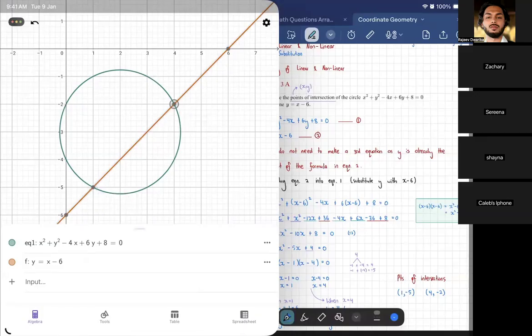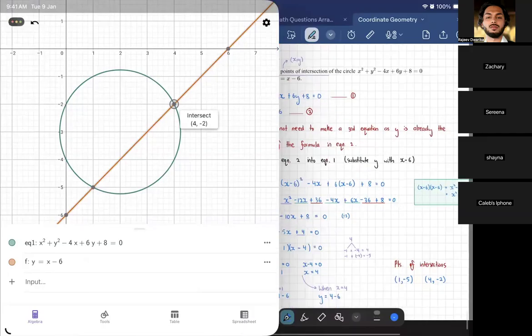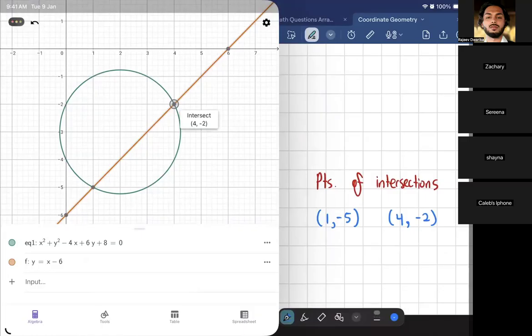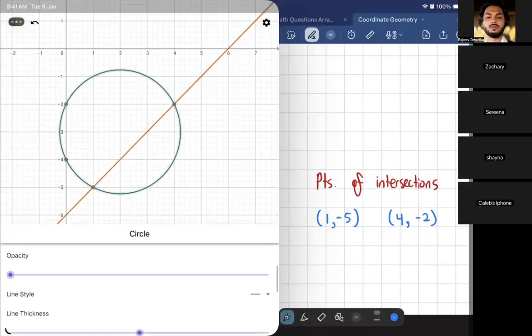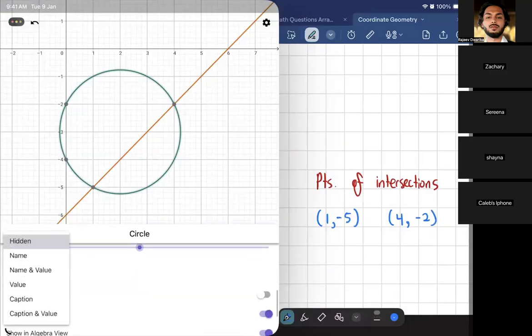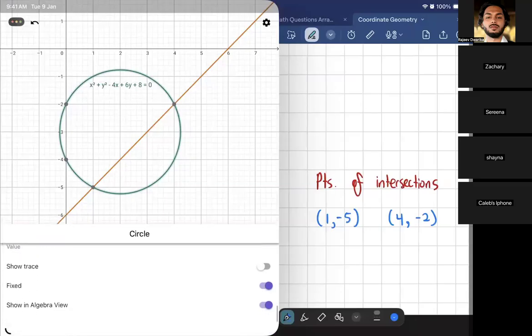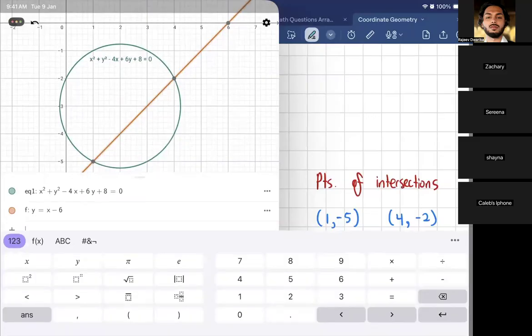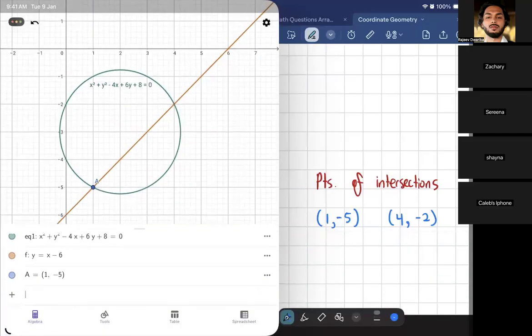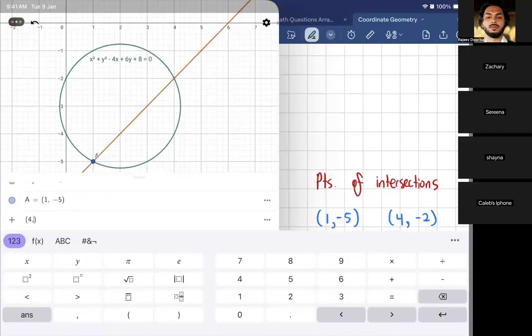Are you seeing that? Did we get 4 comma minus 2? Yes, sir. And did we get 1 comma minus 5? Yes. Maybe I should take a picture of this and put it in the notes. So the points of intersection were 1 comma minus 5, and 4 comma minus 2.